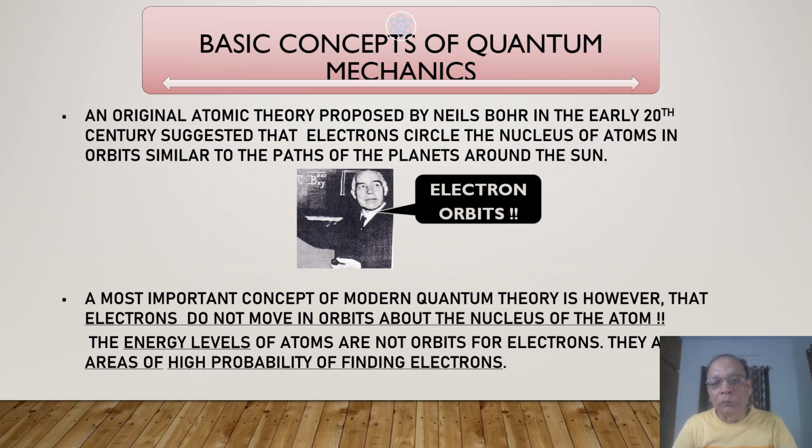The most important concept of modern quantum theory is, however, that electrons do not move in orbits about the nucleus of the atom. The energy levels of atoms are not orbits for electrons, they are areas of high probability of finding electrons. Therefore, you see, there is a big leap from the planetary model, which has been taught to you since 7, 8, 9, 10, even to 11. But now the concept is about to change. There are areas around the nucleus, close to it, where there is high probability of finding an electron. That area is known as orbital. So the electron spends most of its time in that orbital.